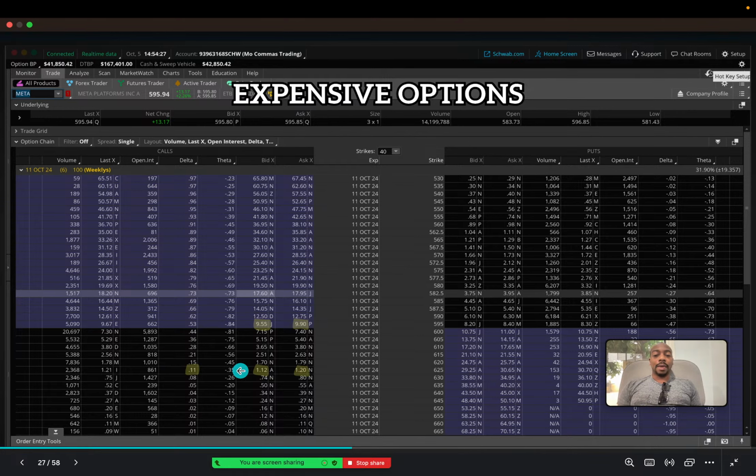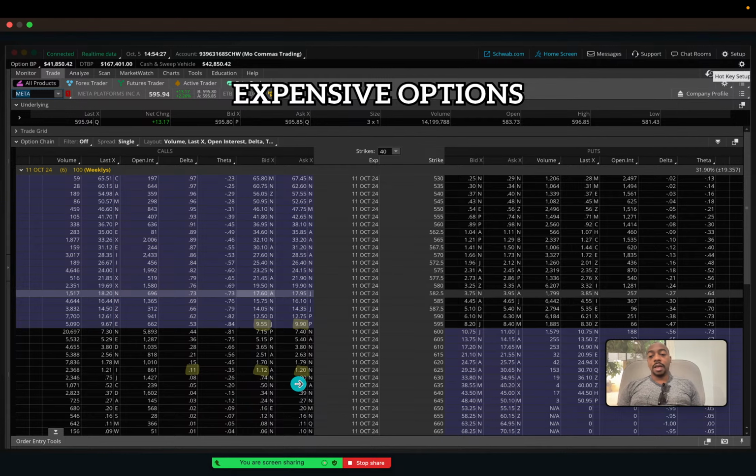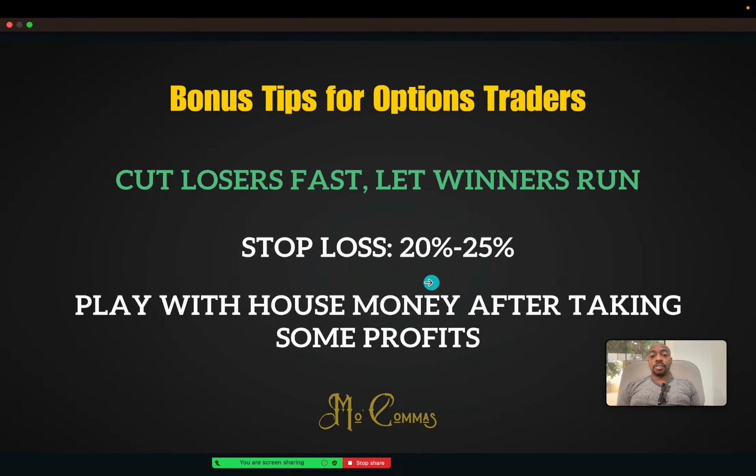So you need to stay away from expensive options if you have a small account. You can't scale into these. If you can only buy one, you're not going to be able to scale in and scale out. So don't buy really expensive options, or you're going to be risking too much of your account. Try to buy things like we were seeing, the SPY options for $2 and 36 cents. That's like a fourth of the price of a Meta option. So stay away from expensive options if you have a small account.